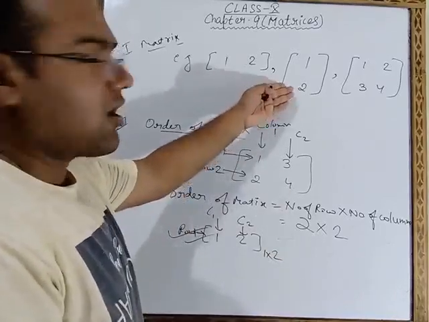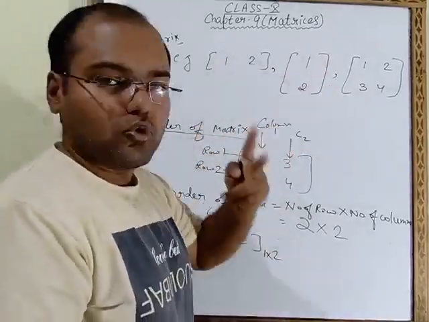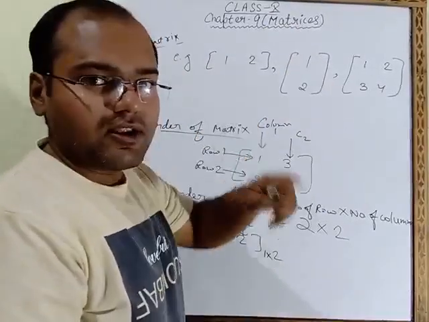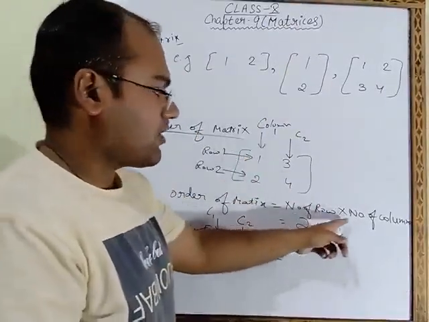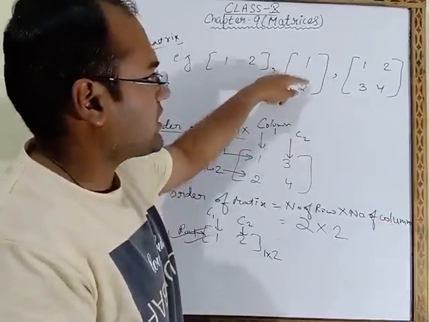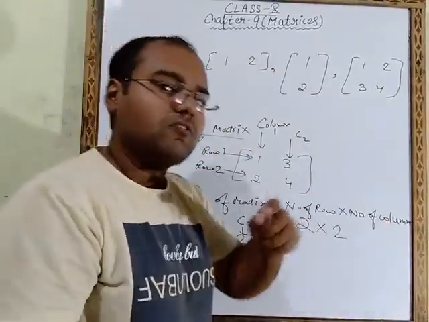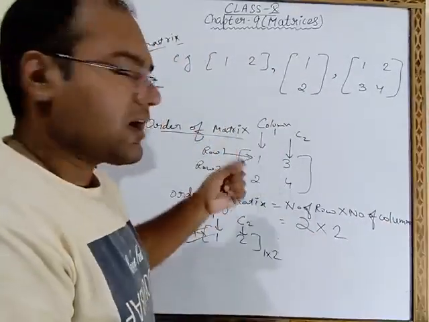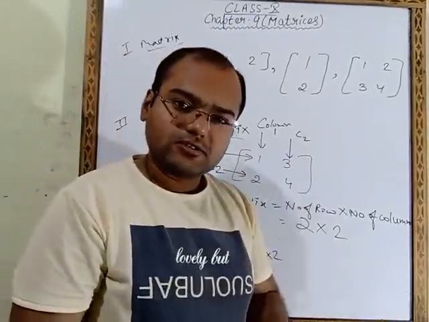The same case is here. How many rows are there? 1, 2. 2 rows, and the column is 1. So the order of the matrix is number of rows into number of columns. That means 2 rows and 1 column. So 2 into 1 will be the answer. So like this you have to write the order of matrices.